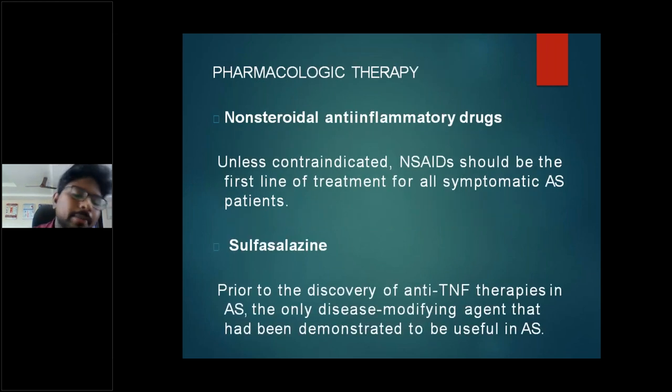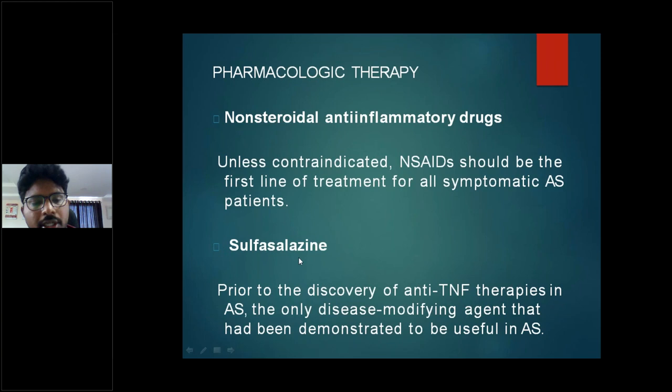So coming to pharmacological therapy, as I already said, the spondyloarthropathies respond well to the NSAIDs. That is also one of the diagnostic features. No? So it is included in the criteria. Unless contraindicated, the patient should be started on an NSAID like ibuprofen or naproxen. That is the first line of treatment in all symptomatic AS. So the first line of treatment in symptomatic ankylosing spondylitis is NSAID. If the patient is not responding to a single NSAID, you can add a second one.